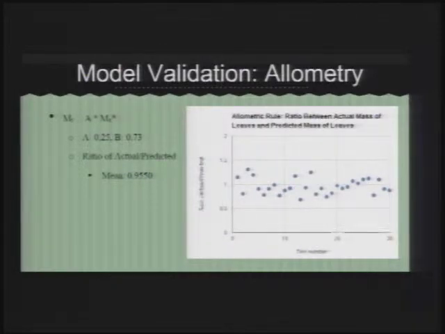And so what we did was, in 30 trees, we took the actual mass of the leaves, and then we compared it to the predicted mass of the leaves using the mass of the stem. And if our model matched this allometric rule, then that ratio should be about 1. And you can see that there is some variance due to the random chance that Eli talked about earlier, but our mean was 0.955, which is really close to 1, justifying this allometric rule.